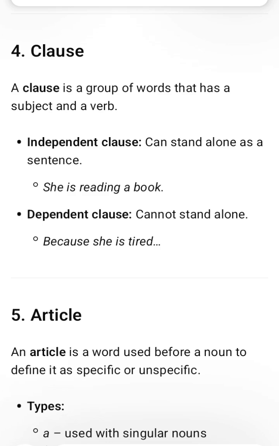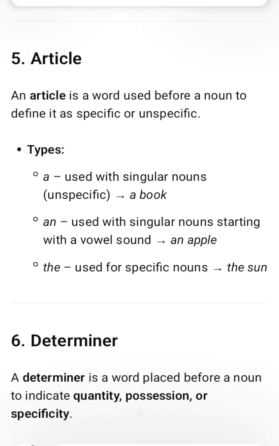5. Article. An article is a word used before a noun to define it as specific or unspecific. Types: a is used with singular nouns, unspecific: a book; an is used with singular nouns starting with a vowel sound: an apple; the is used for specific nouns: the sun.